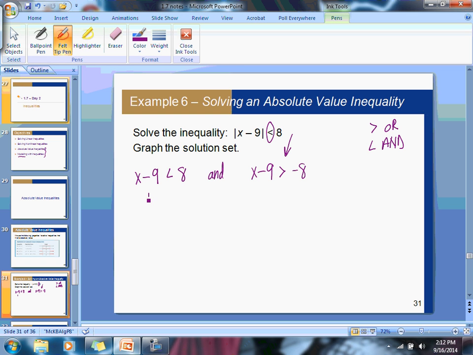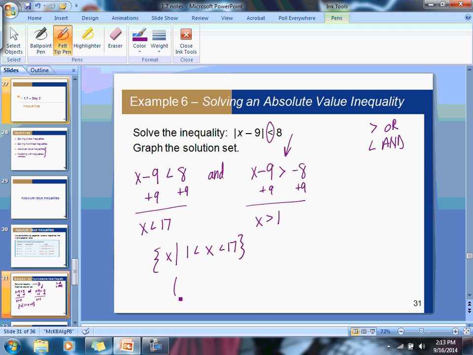So now I'm going to solve each of these. Add 9 to both sides here. So now I'll have x is less than 17. And same steps here. I'm going to add 9 to both sides. Just get a different value. I'm going to have x is greater than 1. And since it's an and, that means I want to write this as a compound inequality with my set notation. So I would actually start at 1. So x is going to be between 1 and 17.